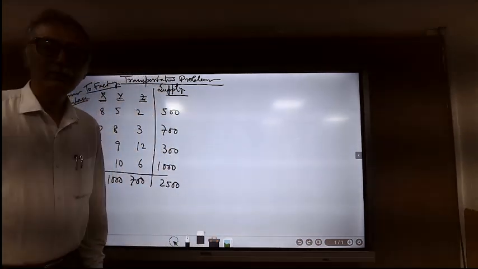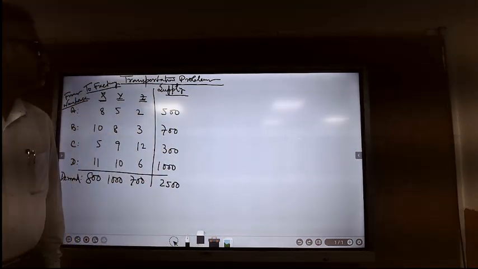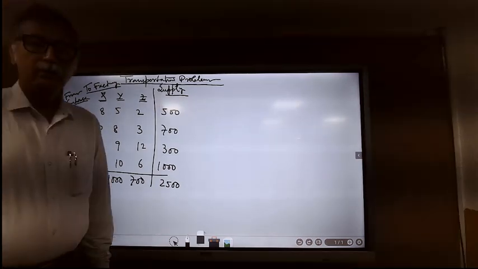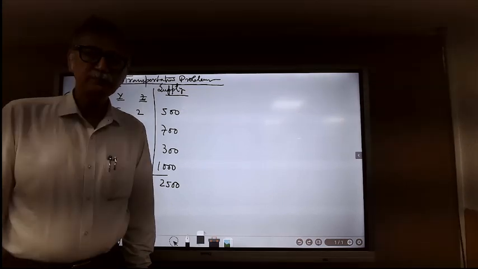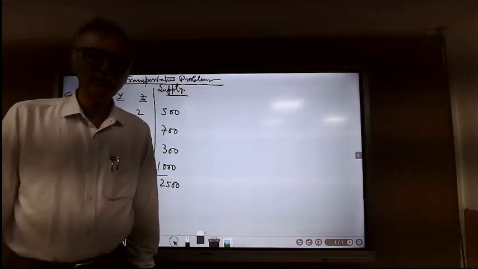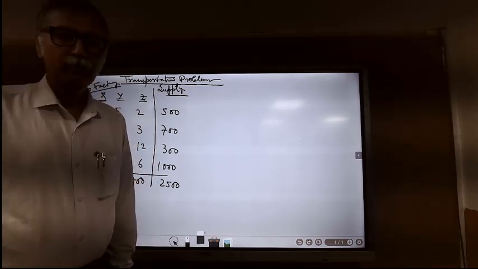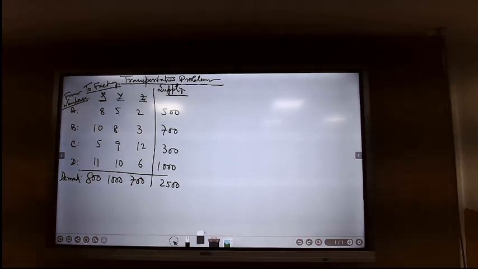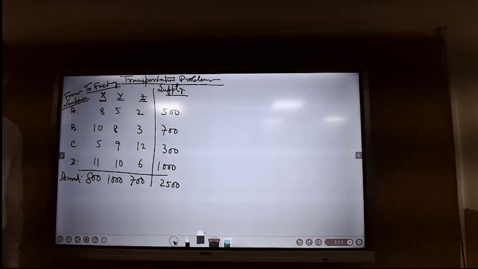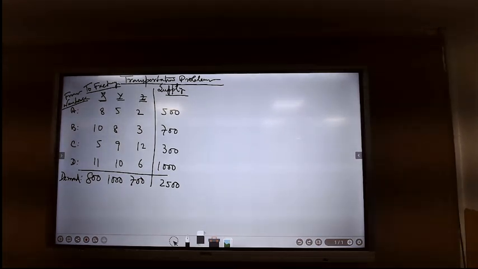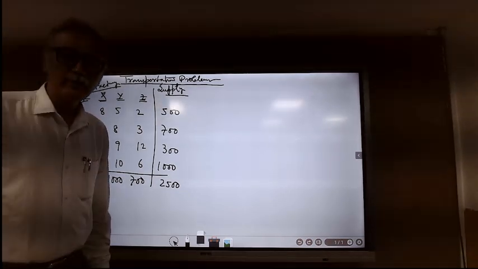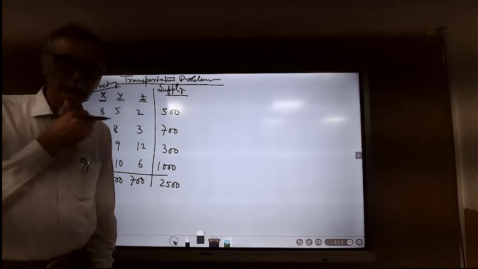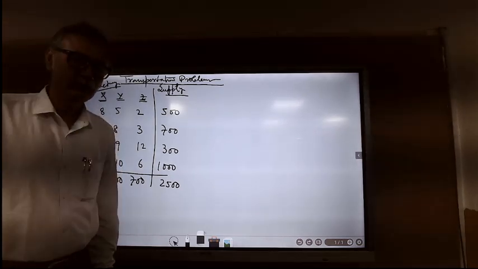So today I am going to discuss a topic of operations research, that is the transportation problem. So here you see the caption, transportation problem. We have already jotted down a matrix. So let us understand what is the meaning of the matrix, all the values of the matrix, and then we will proceed.